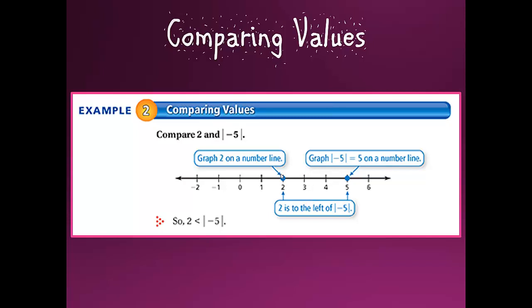The absolute value of negative 5 would be 5, because negative 5 is 5 away from 0 on a number line. So the absolute value of negative 5 is positive 5. So we've graphed both 2 and the absolute value of negative 5, and then we can compare those. 2 is less than the absolute value of negative 5. Remember, as your numbers go to the left on a number line, they're smaller, and as you go to the right, they get larger.